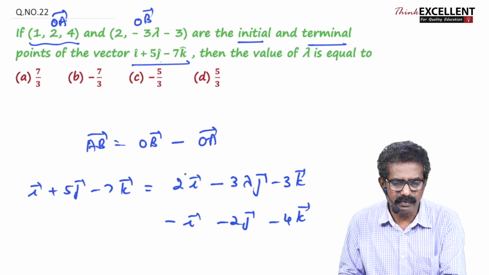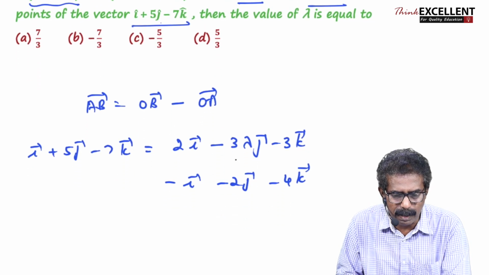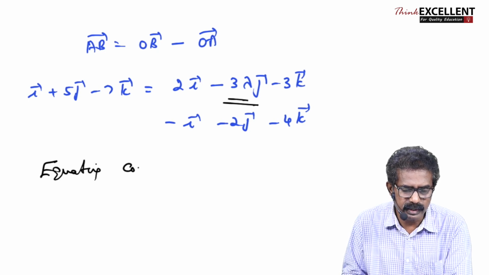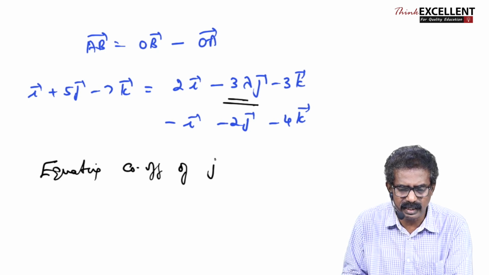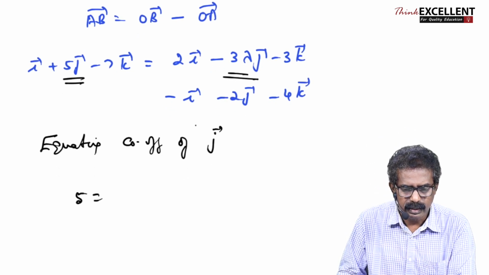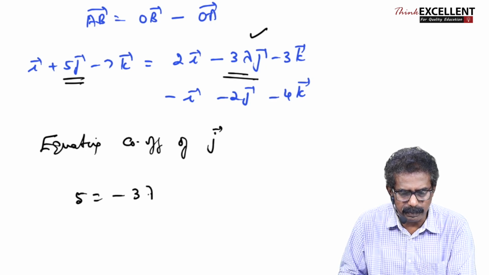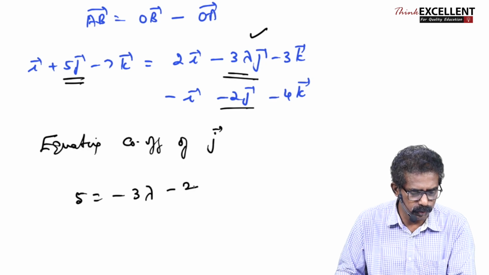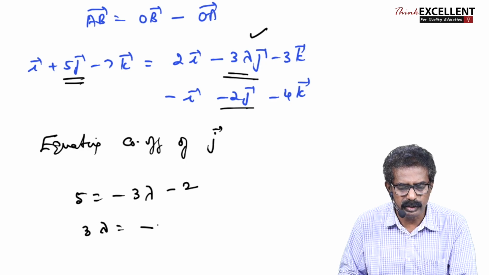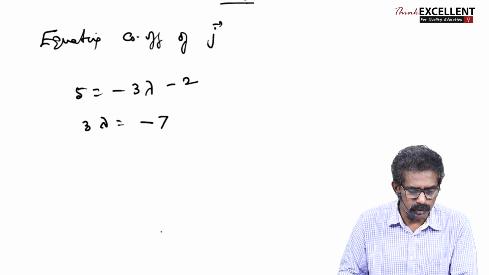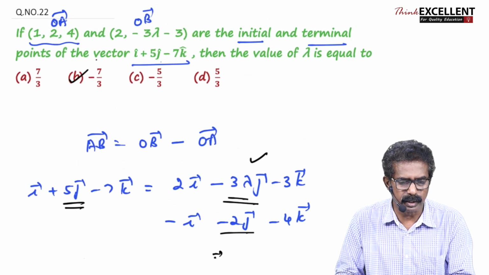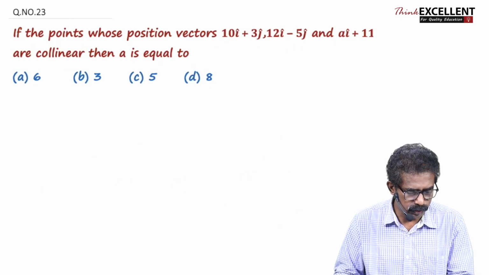So what they asked to find the value of lambda. So I am not going to simplify. Lambda is with j. So I am equating the coefficients of j vector. Coefficients of j vector alone. So one more question we want just answer. So here j coefficient is 5. Here j coefficient is minus 3 lambda. Here j coefficient is minus 2. So when you simplify, bring that minus 3 lambda here. 3 lambda is equal to minus 2 minus 5. It is minus 7. So lambda is equal to minus 7 by 3, and that is option number 2. Now let's move on to question number 23.